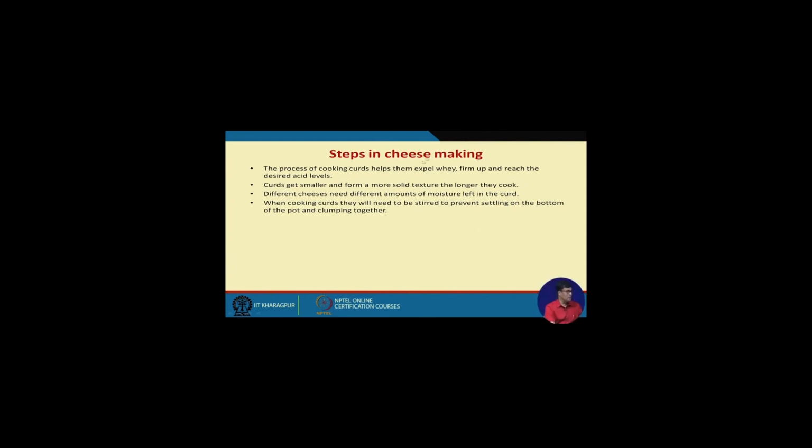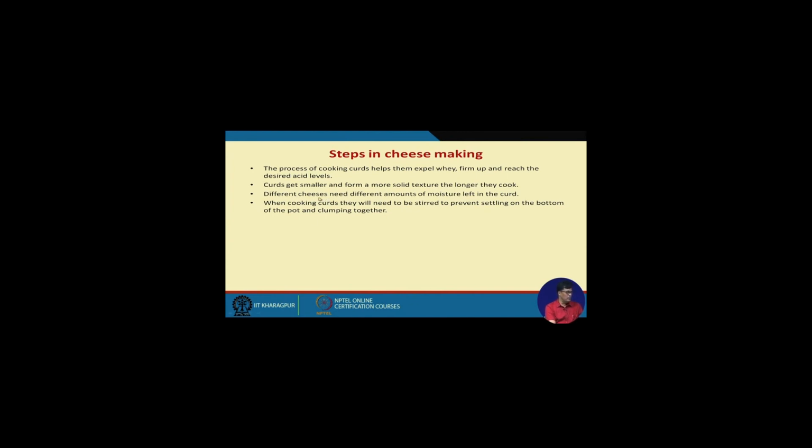Now the step for cheese making: the process of cooking the curd helps to expel the whey. When you heat it, that will help the water go out and the curd firm up. The structure will be firmer and reach the desirable acidity. If you take most of the water out, then the acid level will be low. The curd gets smaller and forms a more solid texture the longer they cook. I shall show you some pictures afterwards, how the texture of the cheese looks.